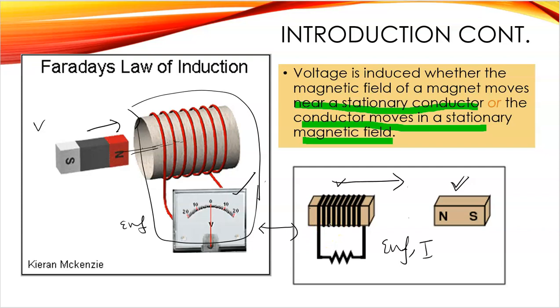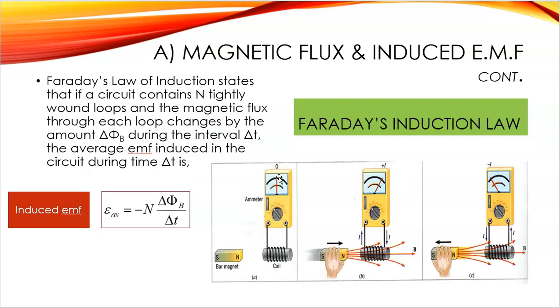So let's say I want to do some experiment, and it requires me to make the magnet stationary or make the conductor stationary, and the other element can be moved. It can produce a current or EMF, the induced EMF. So those were the two scenarios of induced current. Right.